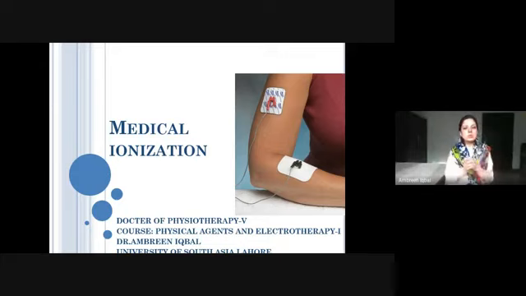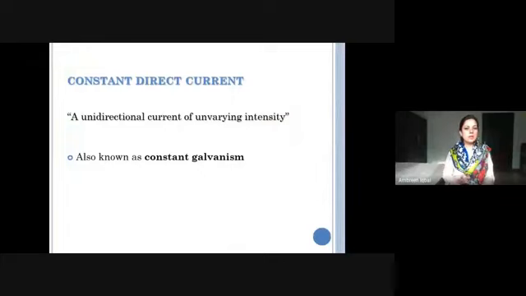What you are going to do in this medical ionization is you are going to introduce some medical ions, and you are going to apply the direct current, and you are going to introduce those ions into the tissues of the body with the help of some electromotive forces. So first of all, we'll discuss what is constant direct current, which we are going to utilize in medical ionization. Constant direct current is a unidirectional current of unvarying intensity. We also call it constant galvanism.